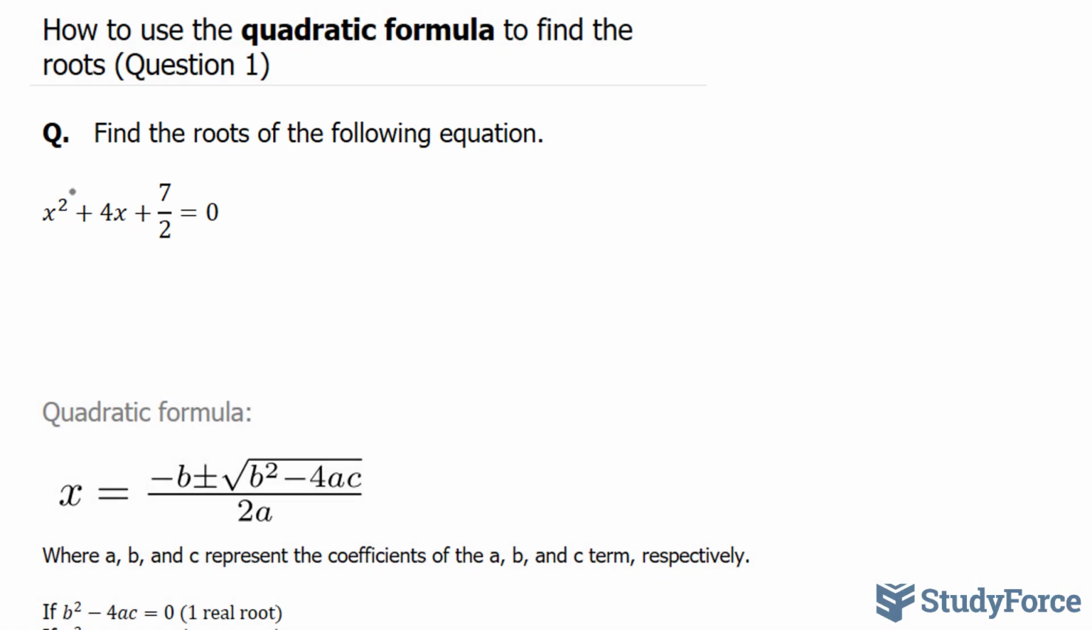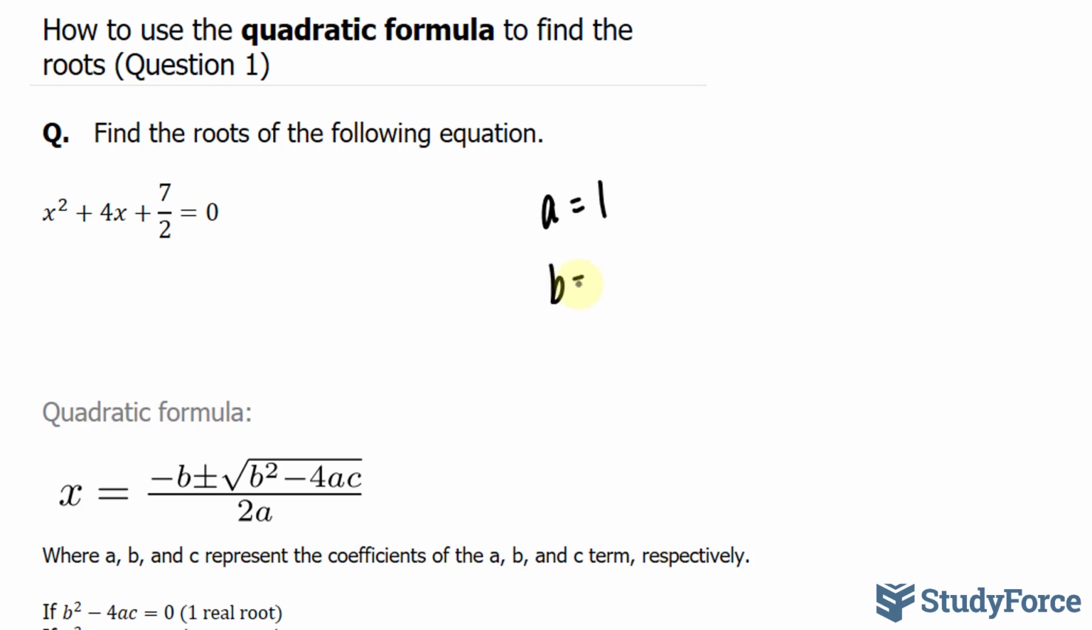The first thing that we have to do is define our a, b, and c values. Your a value is always the coefficient that is in front of the x squared term. So the number in front of the x squared term serves as your a. And in our case, it's 1 because there's actually a 1 there, but it's not written. We assume that you already know it's a 1.